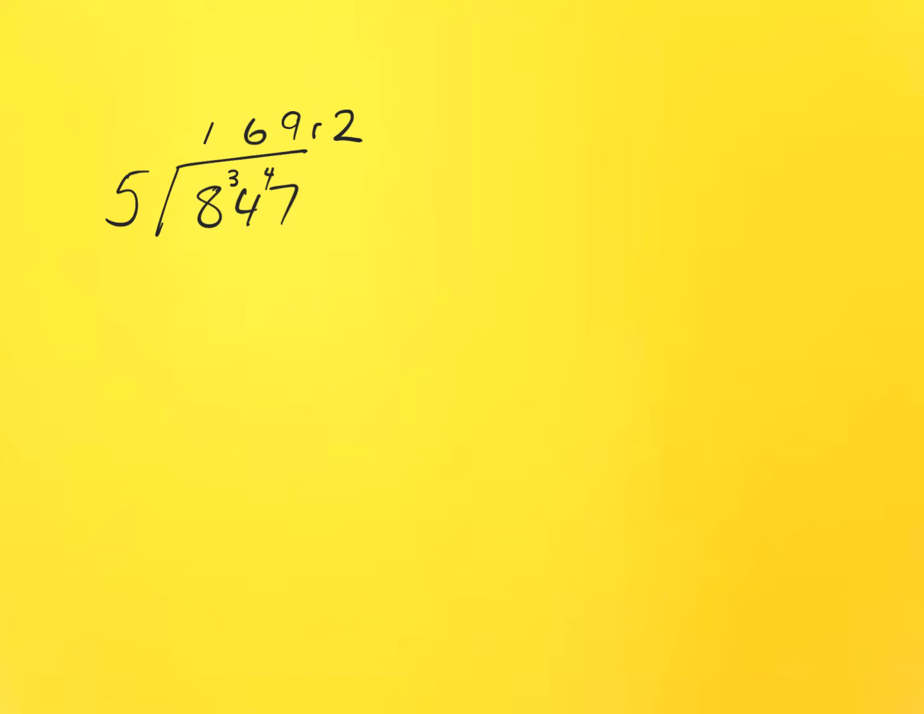Let's have a look at long division now. The process is very similar. We say 5 goes into 8. How many times does it go into 8? Well, it goes in once. Now this time what we're going to say is 1 multiplied by 5 gives us 5, and we're going to put the 5 over there. So 1 times 5 is 5.